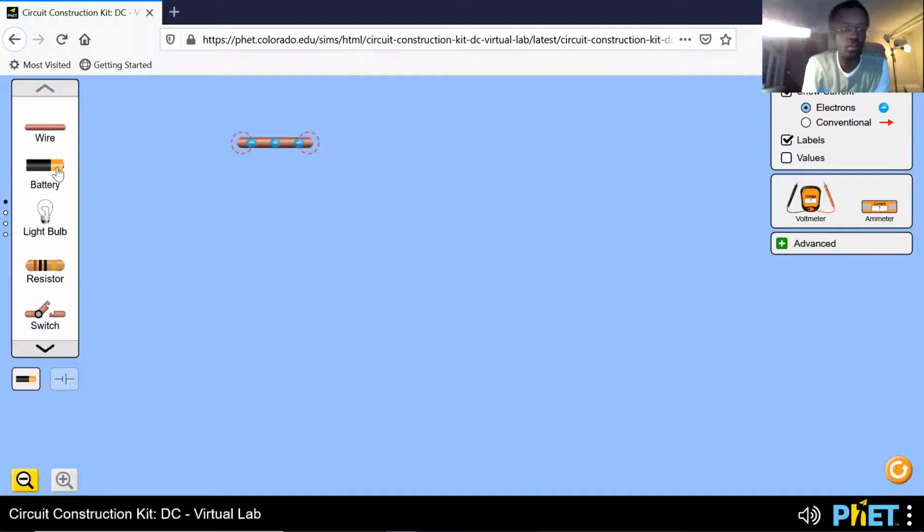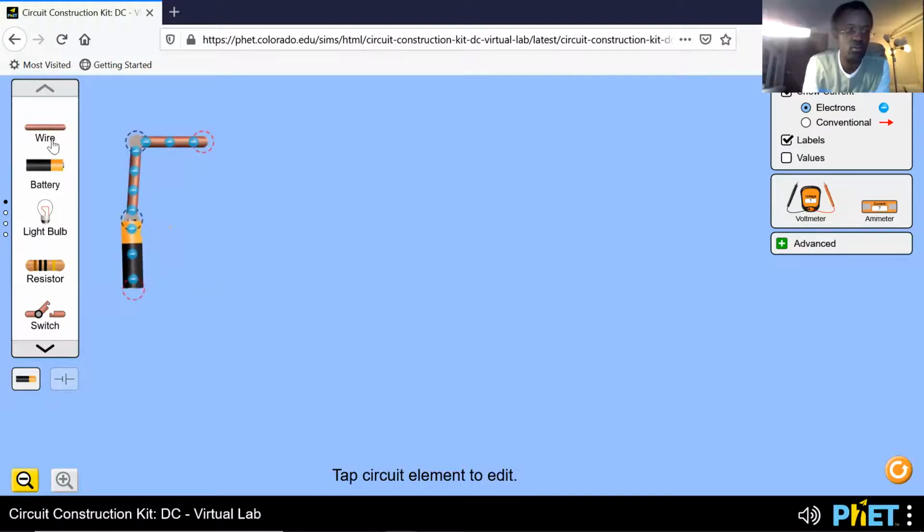I'm going to need a battery, of course. I'm going to put it here. Maybe I need another wire. Connect it here. Move this around a bit. Connect this to the battery. Then move the battery a bit. Just make this look nice. Maybe I should move this inside. Wire.